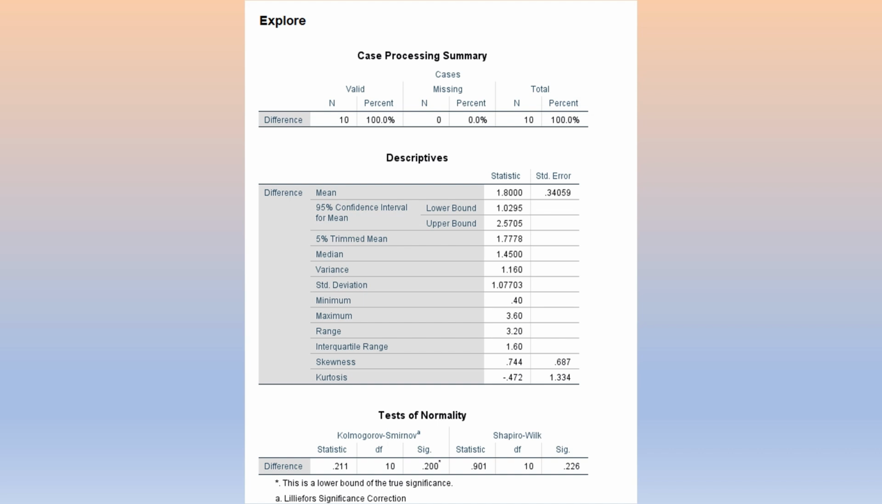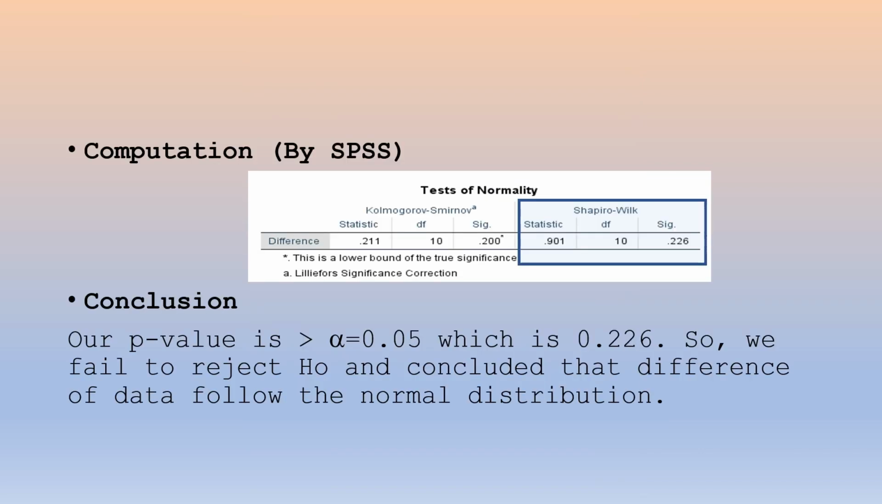Our normality test result is 0.226 significance value, which is insignificant. Our conclusion is our p-value is greater than 0.05, which is 0.226. So we fail to reject our H naught and conclude that the difference data follows the normal distribution.